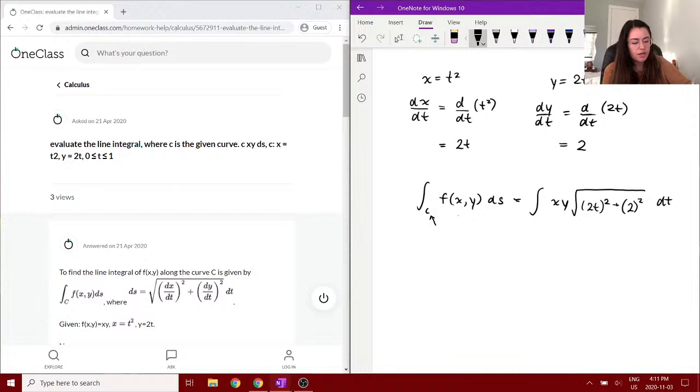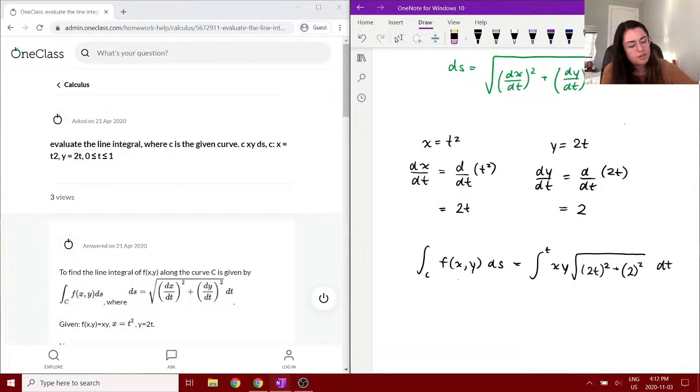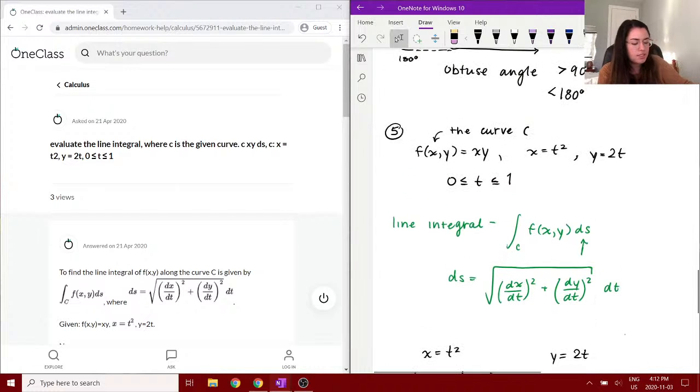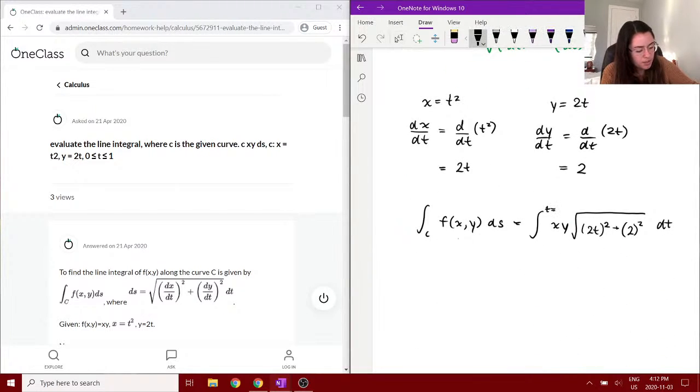But we have to remember about the bounds. Here it's undefined. It's just stating that it's over the curve C. But on the right-hand side, we have to define what those bounds are. Because we're taking the integral with respect to t, we need to find the bounds with respect to t as well. And in the original question, it states that t is within the bounds of 0 to 1. So that's what we're going to be integrating by. So t equals 1 on top and t equals 0 on the bottom.